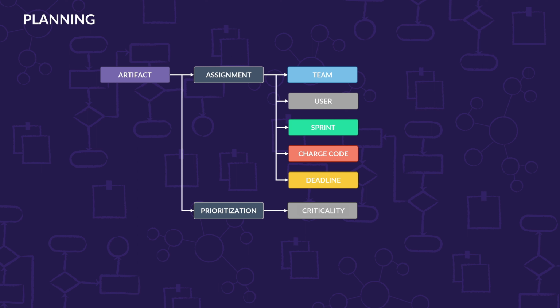Also, we can prioritize them. So I want to know what's the criticality of the item? Is it high, medium, low? Is it something I don't really care about? It's kind of nice to have and I'll get to it when I get to it. So that's one of the things that you could look at.